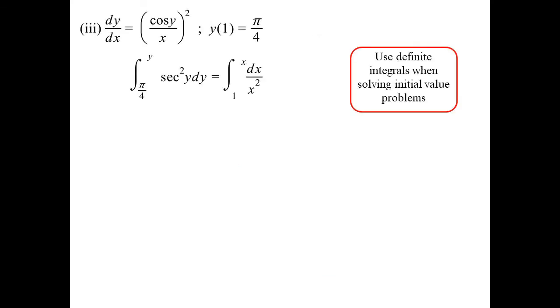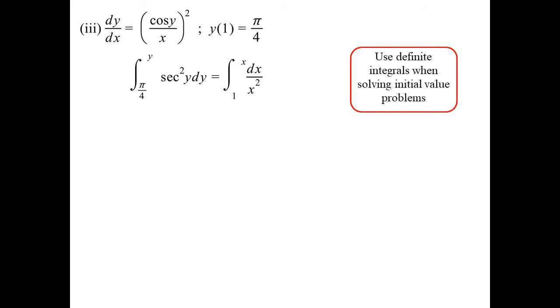And now an initial value problem. I'm going to do it as a definite integral. I'll always use definite integrals when I'm solving an initial value problem. I just find it easier. So we're going to separate the variables, but notice with this one, instead of saying dy over cos squared y, I've turned it into sec squared straight away, only because we know the integral of sec squared. So that's why I did that. And then on the other side, we have dx on x squared.